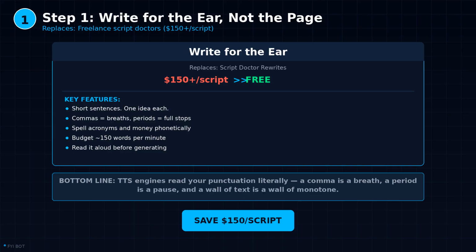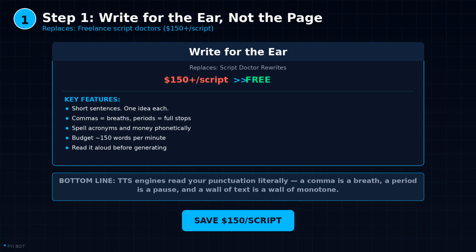Then look at your acronyms and your money, because TTS engines butcher them. A 4-letter Reddit abbreviation gets read as ITA. A graphics processor becomes JPU. $10K in revenue becomes $10K. Spell out anything weird phonetically before you generate. Same with numbers, write 2026 if that's how you want it heard.